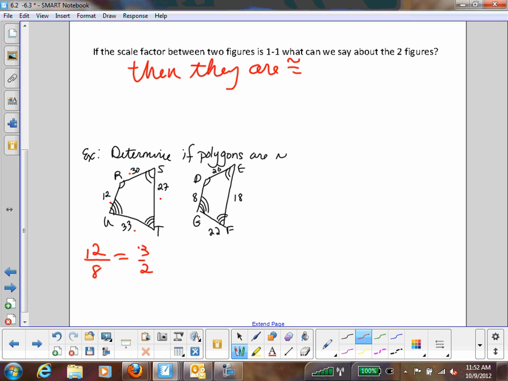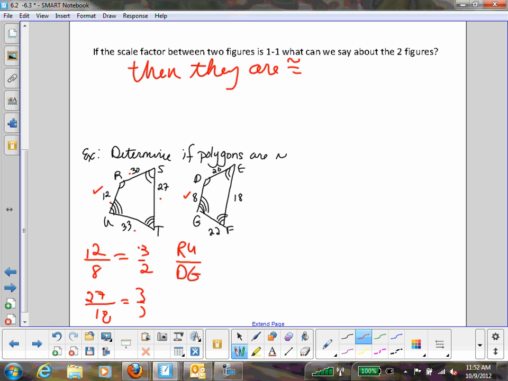3 halves. Okay? So that was RU over DG. Then I could do, what's my next biggest one? 27? Yeah. So I could do 27 over what? 18. And that reduces down to what? 3 over 2. And right now we compared ST and EF.